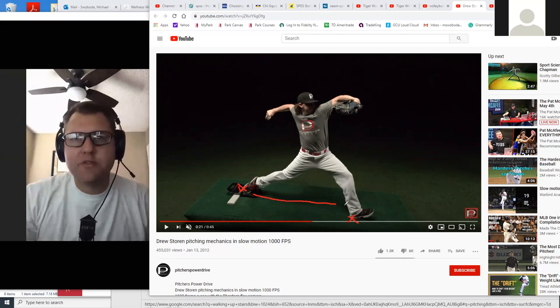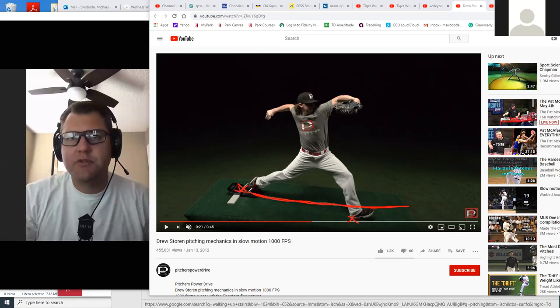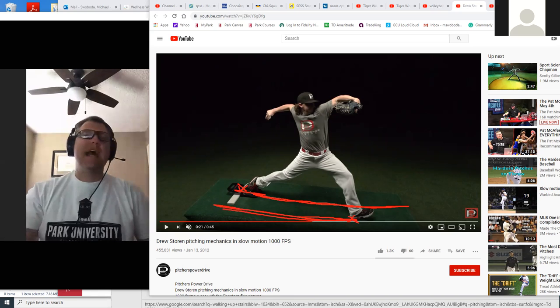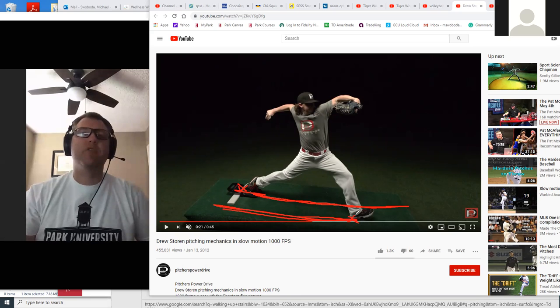This would be right about here. If you were to look at this straight forward, this is right here. He's actually crossing his body over by about a solid foot. So to get from here down to here, that's about 12 inches.